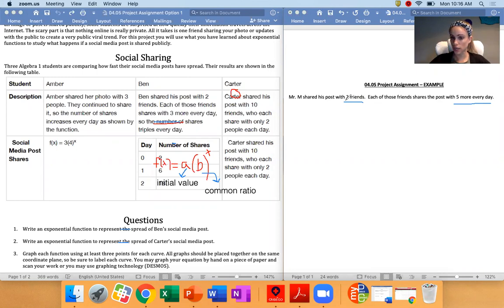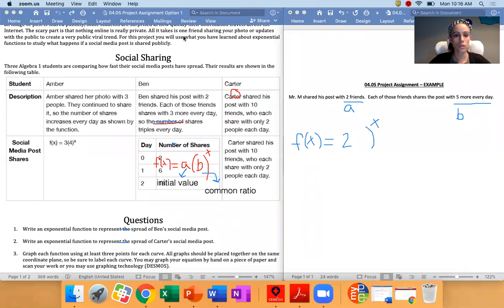Well, he started sharing with 2 friends, so that would be our A. And then each of those friends shares with 5 more every day. That would be our B, our common ratio. So for our equation, we would have f of x is equal to 2 times b all raised to the power of x. Oh, wait, I just made a mistake. I forgot to insert my value for b.